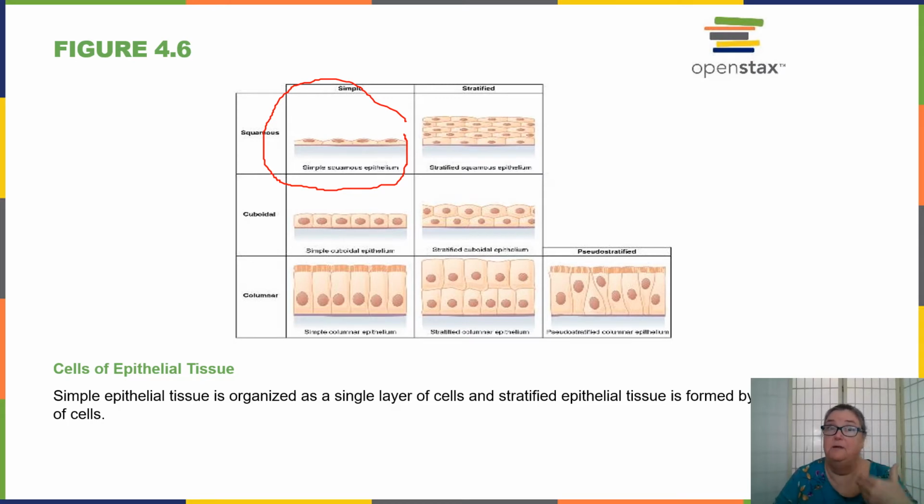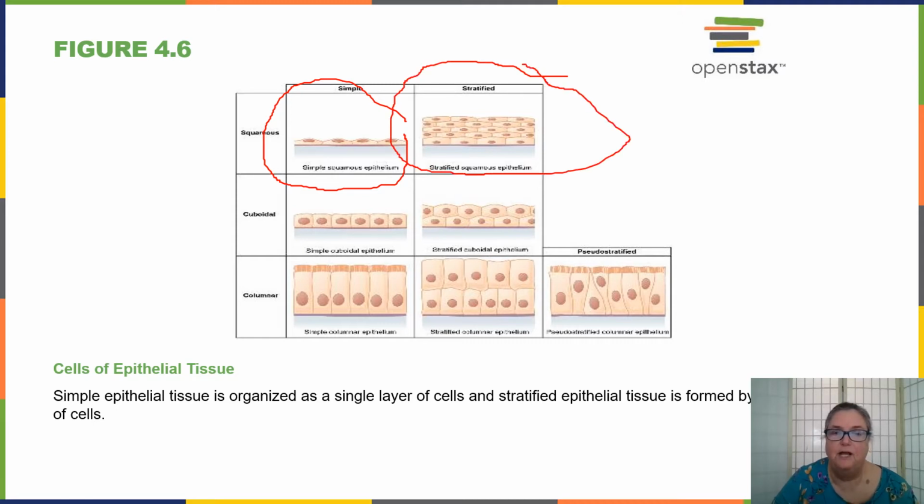We find that, for example, in the lungs, and that allows for fast diffusion of oxygen and carbon dioxide. So that's very thin, allows for absorption and diffusion of oxygen, carbon dioxide. Stratified we have in layers.